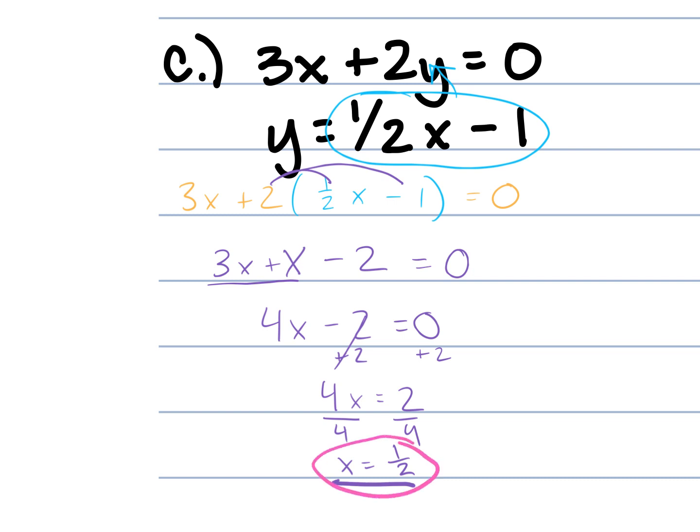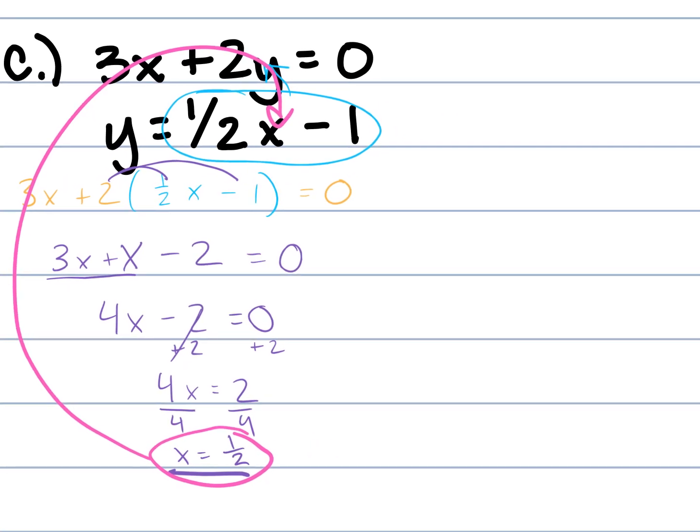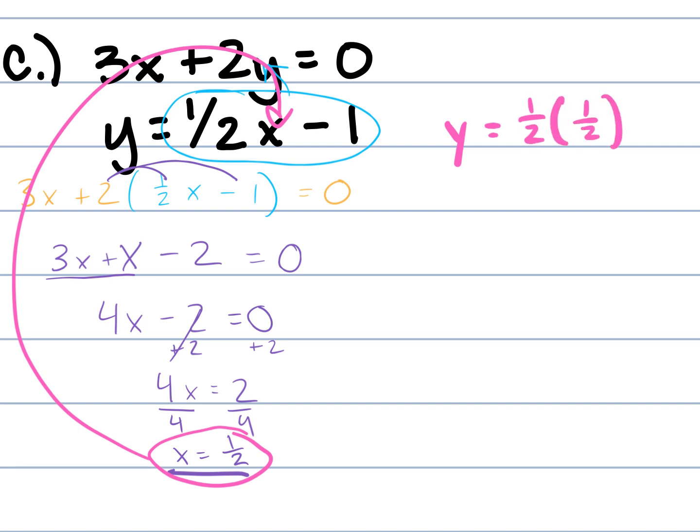Do you want to plug it into the first equation or the second? We can plug it into the second. Doesn't matter which equation, just make sure you're plugging it into x since it's x equals. So we have y equals 1/2 times x was 1/2 minus 1. All right, we're solving for y now. What would I need to do? What do I do next?